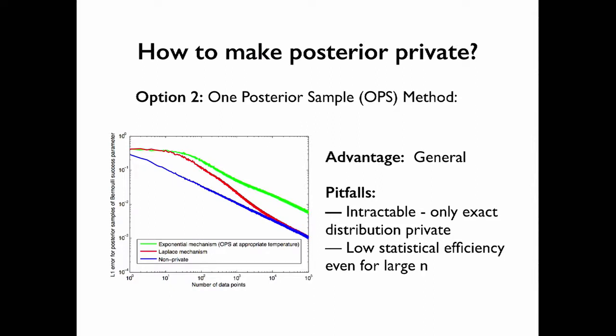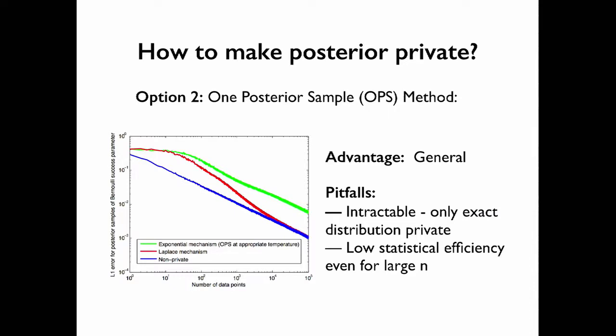Another pitfall that this mechanism has is that in certain cases, you could have low statistical efficiency even when your n is large. What this picture is showing is, on the x-axis, the number of data points on a log scale, and on the y-axis, the L1 error to the true parameter, not the true posterior.